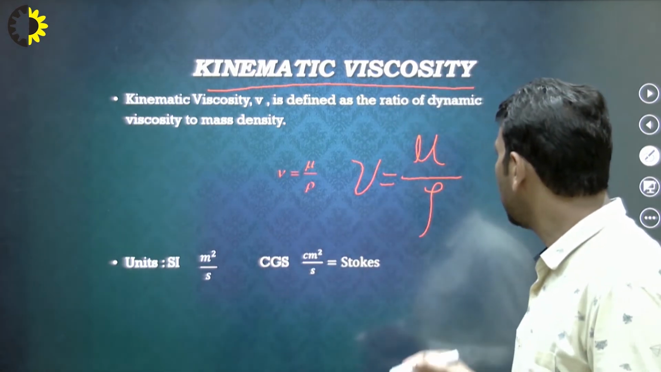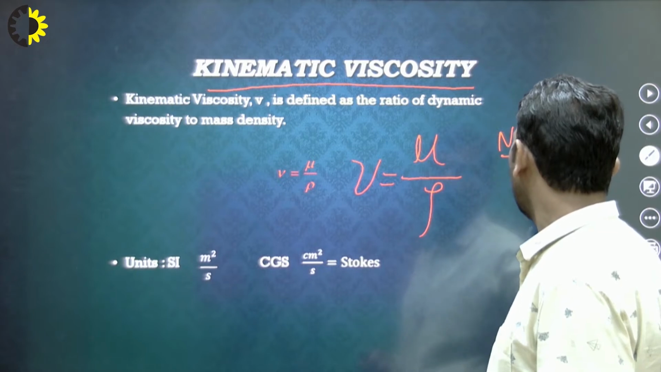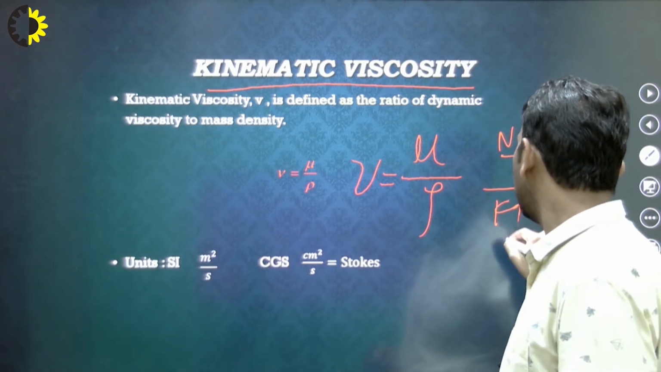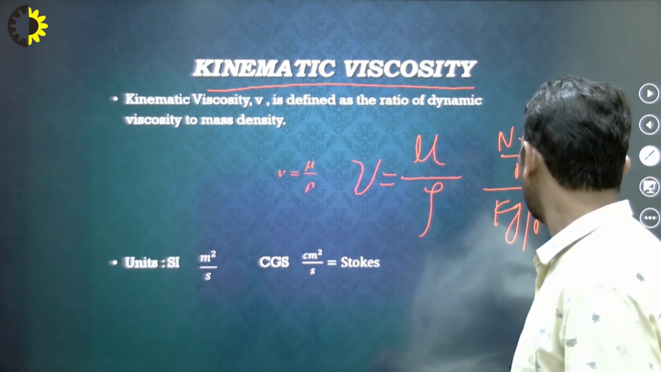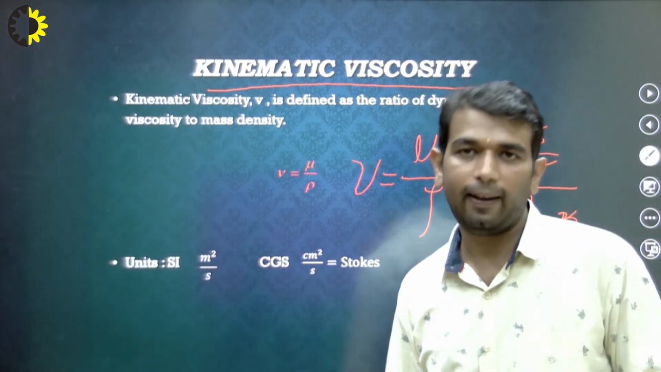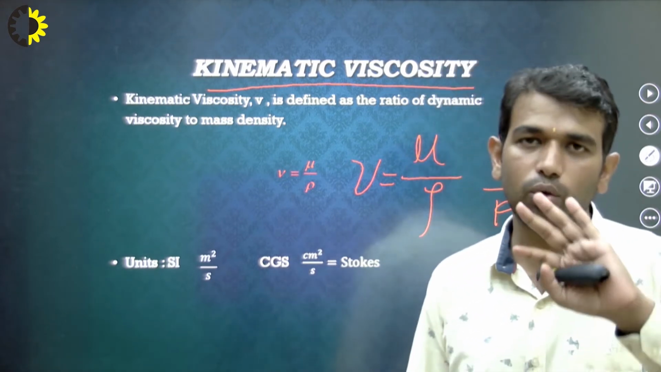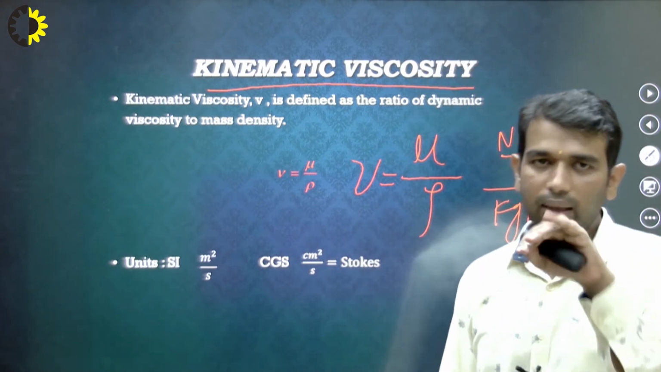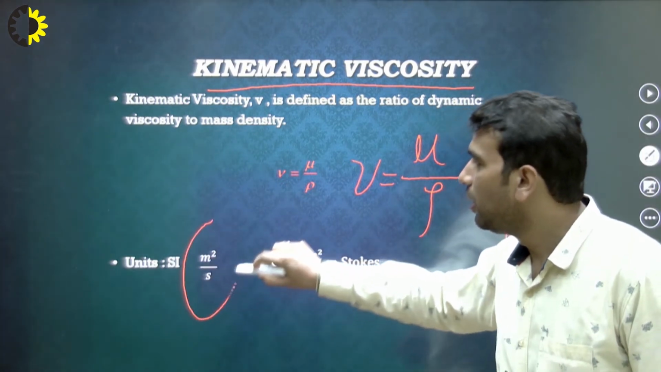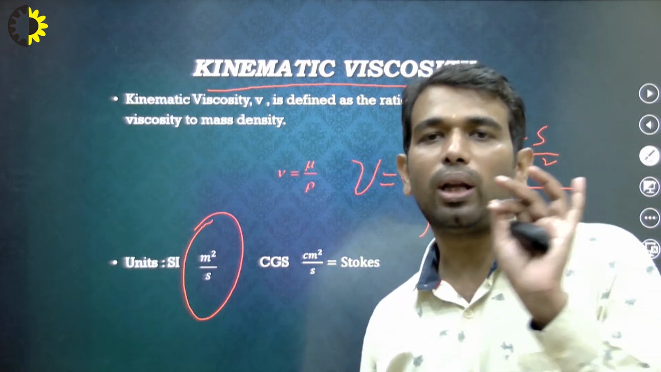So what is the unit of this kinematic viscosity? We are familiar with the unit of dynamic viscosity, Newton second per meter square. And what is the unit of mass density? That is kg per meter cube. We have to convert the Newton in terms of mass into acceleration, so kg meter per second square, and then we can simplify. When you simplify, you get the SI unit of kinematic viscosity as meter square per second.